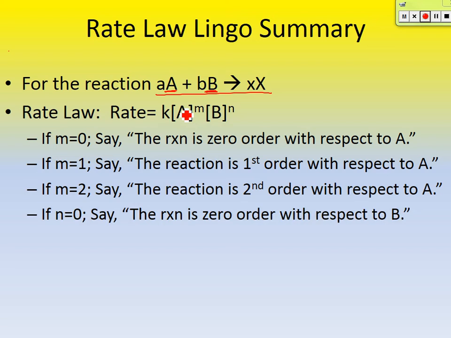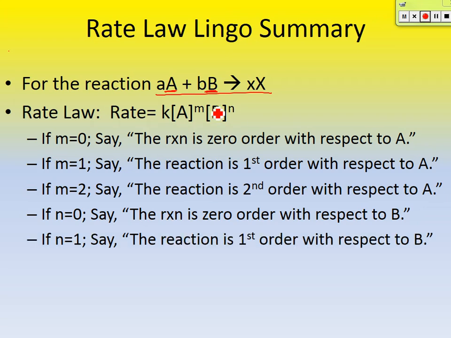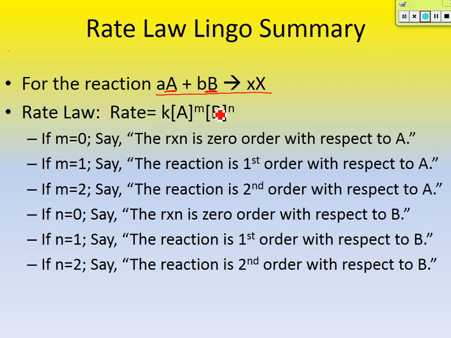Now let's look at N. N is our exponent over here. How would a chemist say that? If N was 0, the reaction is 0 order with respect to B. If N was 1, a chemist would say this reaction is first order with respect to B. And obviously, if N was 2, a chemist would say it's second order with respect to B. I want you to get used to saying it like that. That's how I'm going to say it, and I hope that you will get used to saying it that way as well.